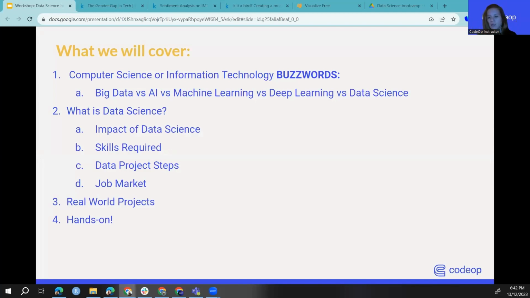And then we will obviously get into detail on what data science is, what impact it has, what skills are required, how would you do a data project, the steps that you need, how is the job market, and then we're going to look at real world projects so you can have an idea and see physically how they look and not just a theory up in the clouds.